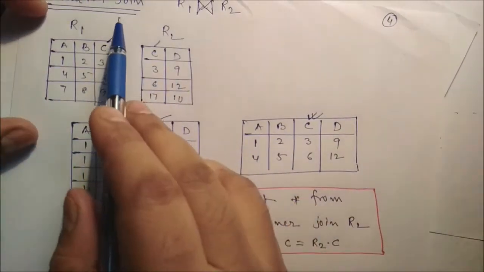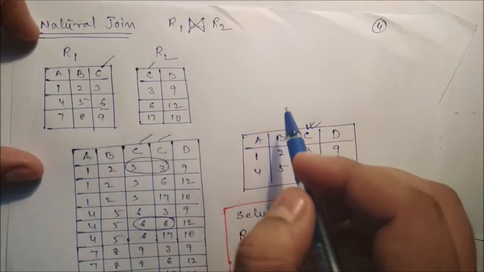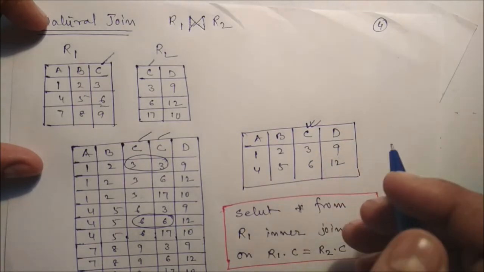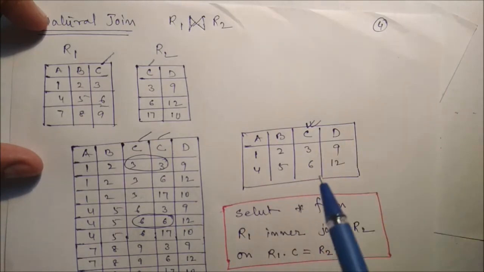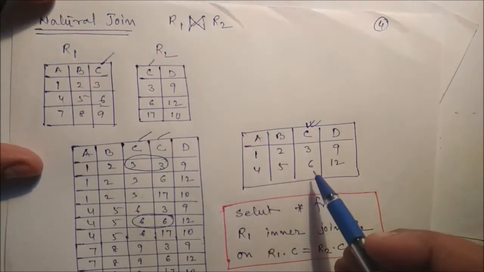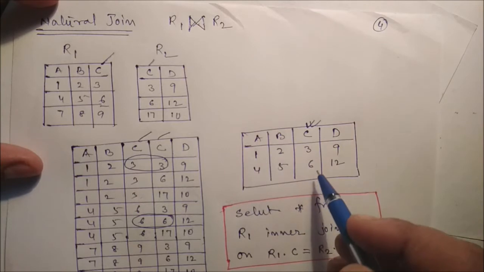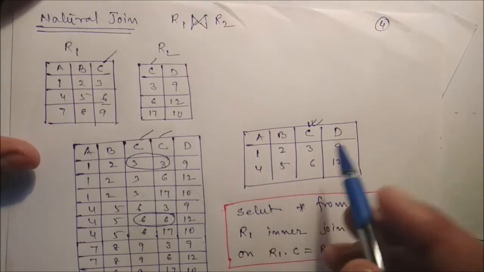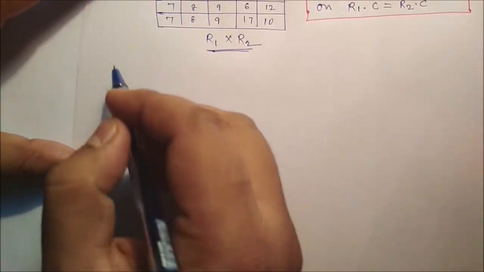Natural join and equijoin are almost the same thing. It identifies the common attribute and checks whether both the values are the same or not. But in natural join it eliminates the duplicate attribute, whereas in equijoin it will not eliminate the duplicate attribute. It will retain both the attributes. Next is outer join. We'll talk about outer join.